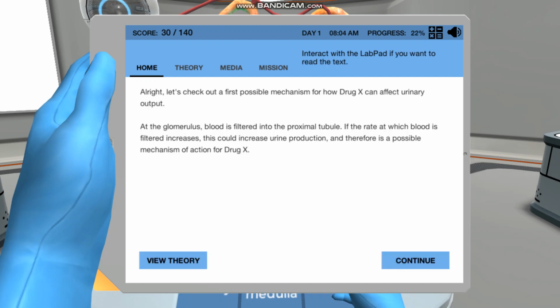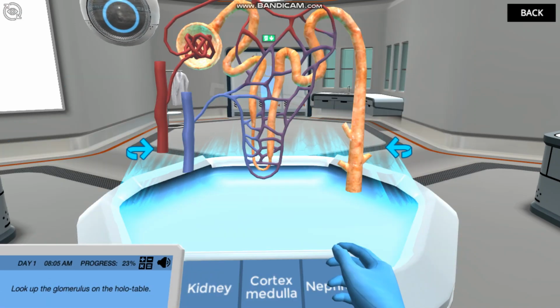Alright, let's check out a first possible mechanism for how drug X can affect urinary output. At the glomerulus, blood is filtered into the proximal tubule. If the rate at which blood is filtered increases, this could increase urine production, and therefore is a possible mechanism of action for drug X.